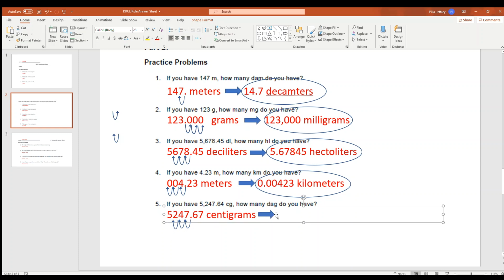And because we move our decimal place 3 times, our new number is 5.24764 decagrams. And let me put a circle around it so that way you know that's what the answer is.